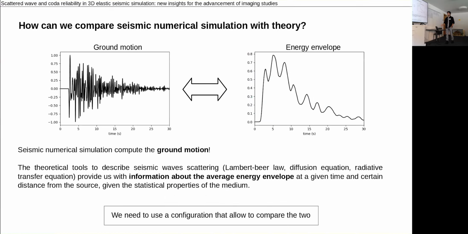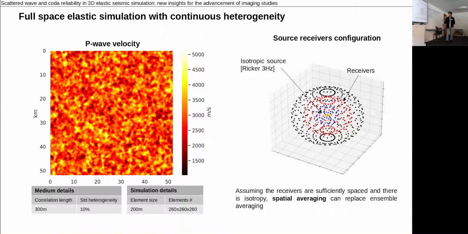Now, what we want to do is to compare our observation with the theoretical expectation. When we run numerical simulations, we obtain the ground motion, but the theoretical tools that we have to interpret the scattering give us just the intensity, or the average energy envelope, at a given time and certain distance from the source, given the statistical properties of the medium. So this means that if we want to compare the two, we need to use a configuration that allows us to make this comparison. Here I'm just showing one of the simulations that we ran for this purpose.